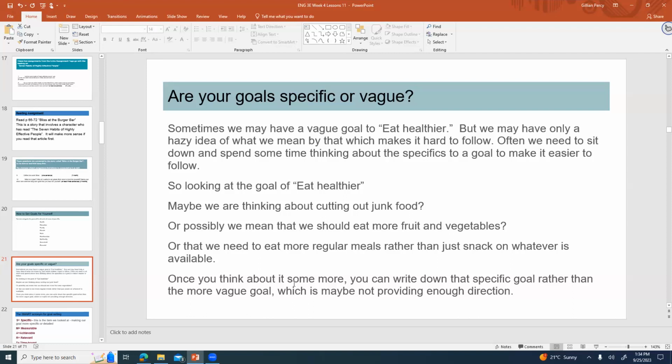Like maybe you meant I want to cut out some junk food, or maybe you meant you want to eat more fruits and vegetables, or maybe you meant that you want to be eating 3 healthy meals a day instead of just snacking whenever. Once you think about what you're trying to get across, you can write down that specific goal rather than the vague goal, which is maybe not providing enough direction for day-to-day decision making.